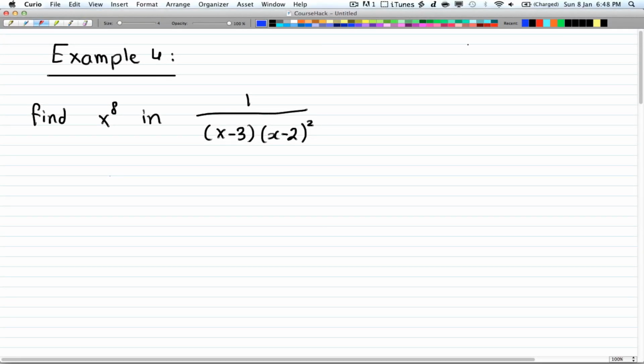Hey guys, and welcome to the last example in finding coefficients and generating functions. In this example we have partial fractions, and we have to find x to the power of 8 as a coefficient in it. So the first question is, what are partial fractions? Usually you take that in calculus courses, but I'll just go through it real quick.